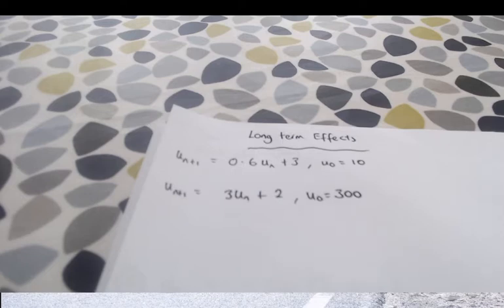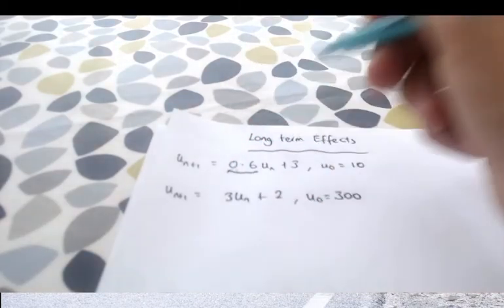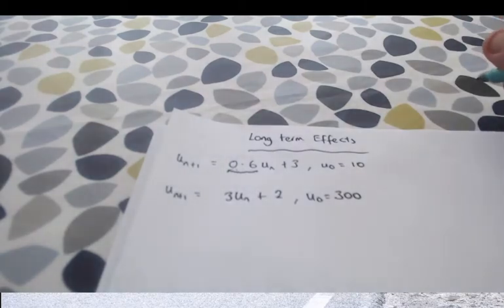Now the recurrence relation underneath it, 3un plus 2, where u0 is 300. I'm going to try the same thing on this. So I'm going to hit 300, hit equals, times by 3, add 2, hit equals. Now if you keep pressing equals, all that you'll find is the number just gets bigger and bigger and bigger. That is because for a recurrence relation to have a limit, this number in here has to be between -1 and 1. Otherwise, it just gets bigger and bigger.